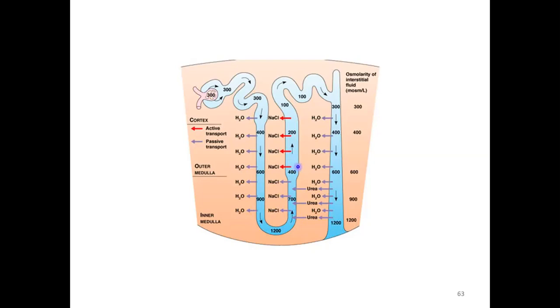The red arrow means active transport, so you're actively kicking out sodium there. And then you're pulling water and urea out. This is really interesting.